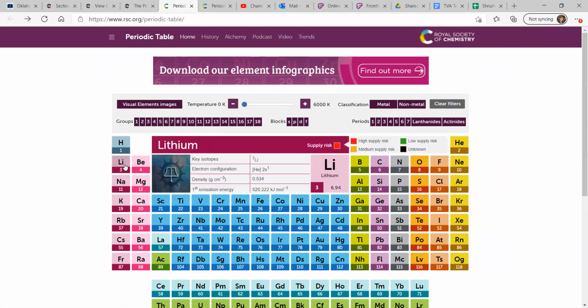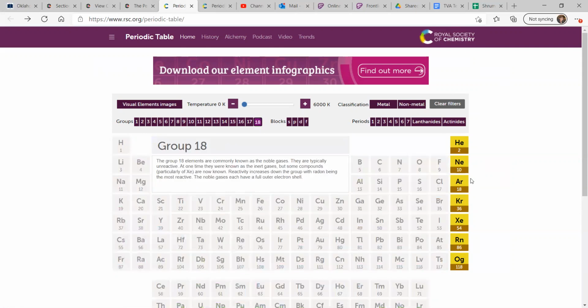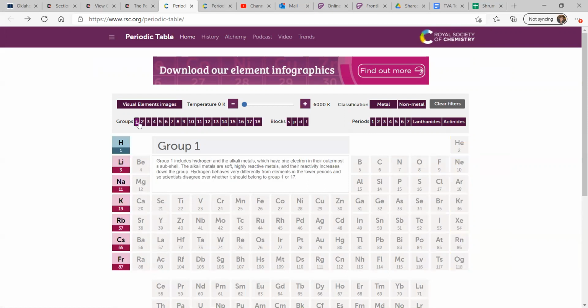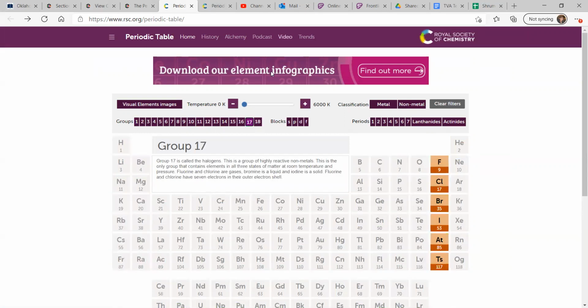And so salts can be formed from this side of the table. Lithium, sodium, potassium, and they can react with these halogens over here. These guys are reactive, and these guys are reactive. The noble gases are not as reactive. They're okay with the electron configuration that they have. But these guys can react with these and form salts.